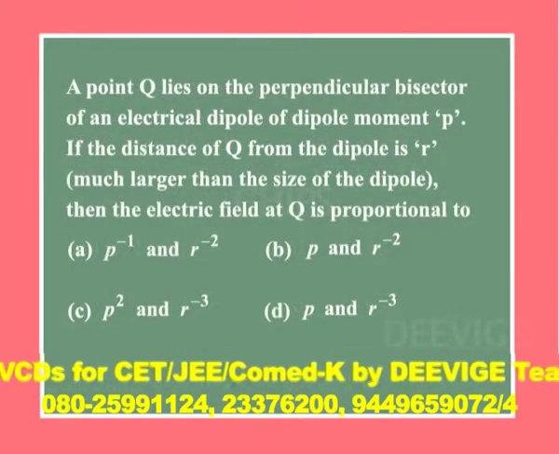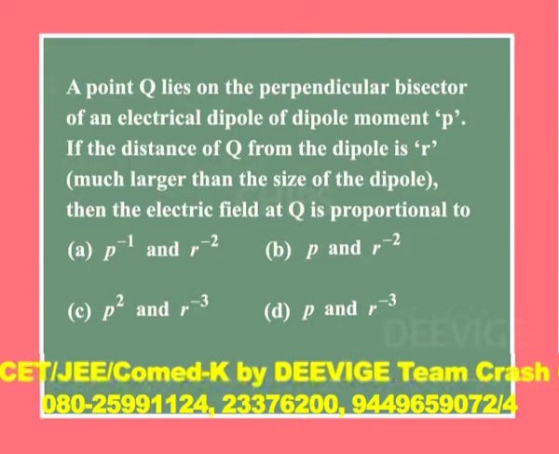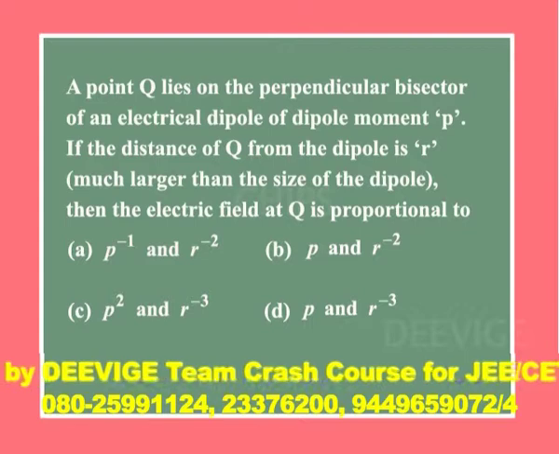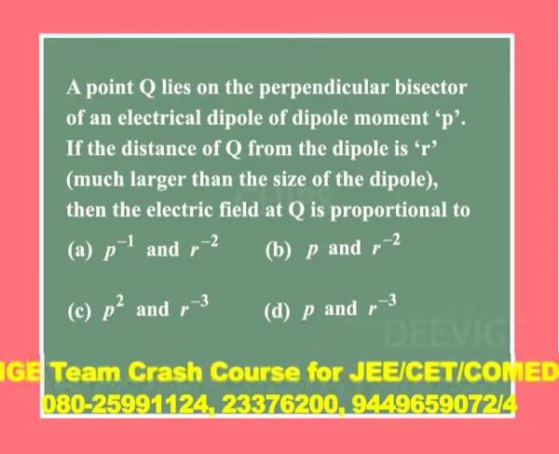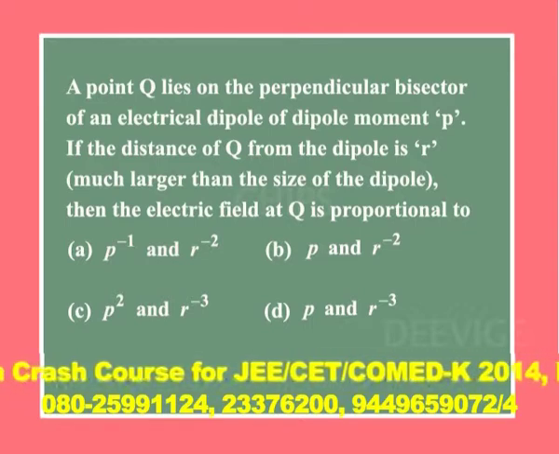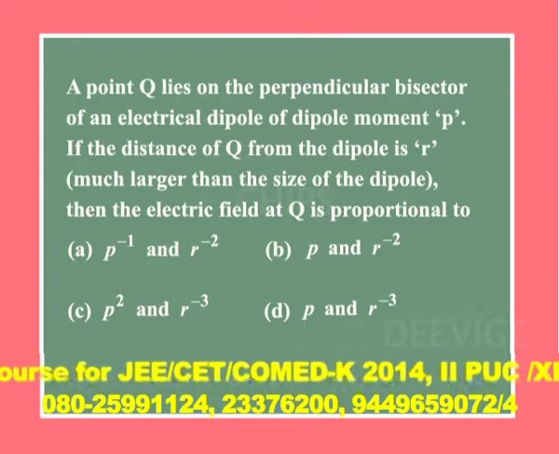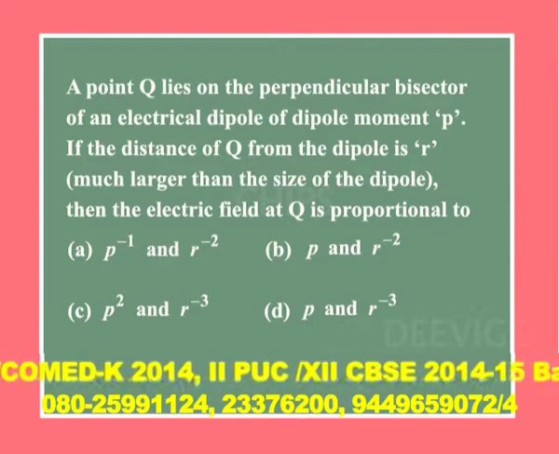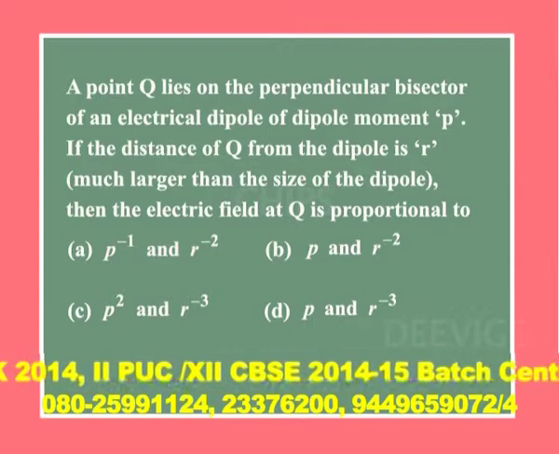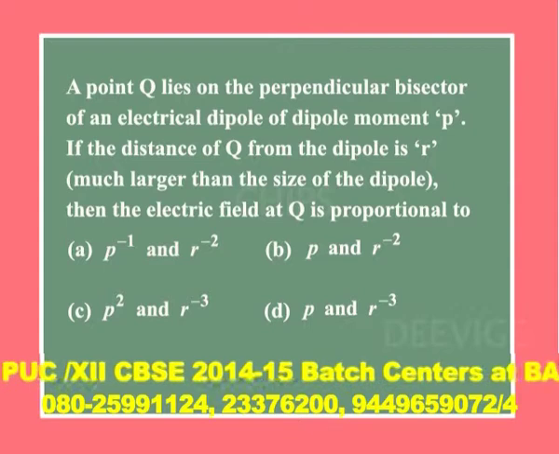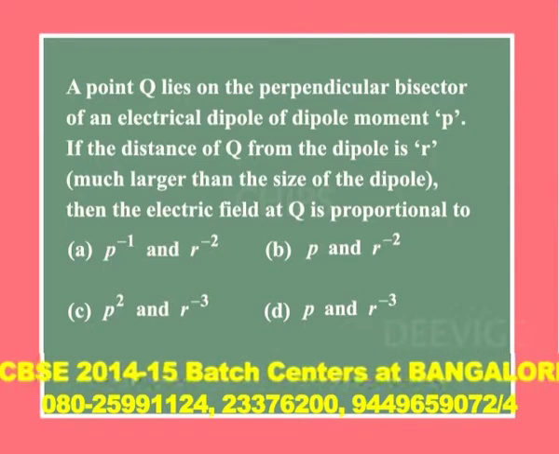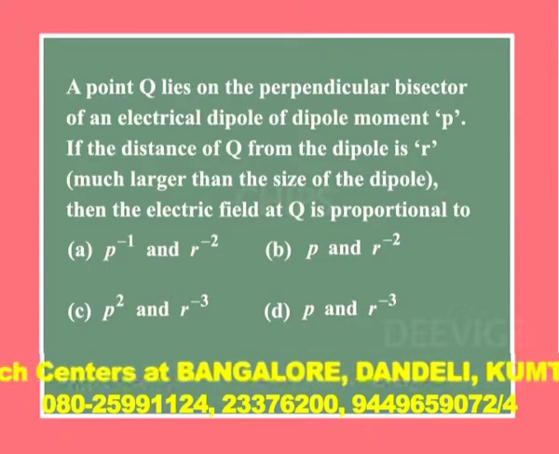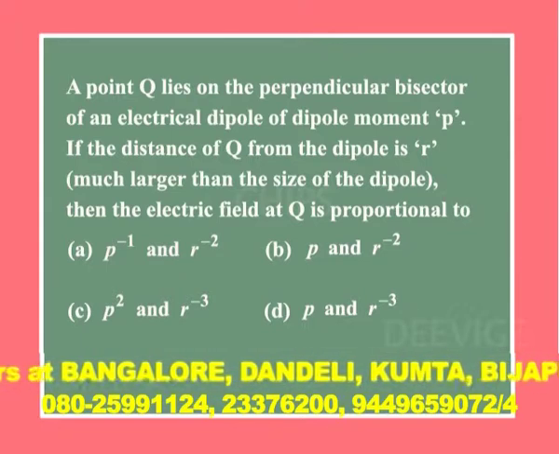Coming to the next question, a point Q lies on the perpendicular bisector of an electric dipole of dipole moment P. If the distance of Q from the dipole is R, much larger than the size of the dipole, then the electric field at Q is proportional to: option A, P power minus 1 and R power minus 2; option B, P and R power minus 2; option C, P squared and R power minus 3; option D, P and R power minus 3.